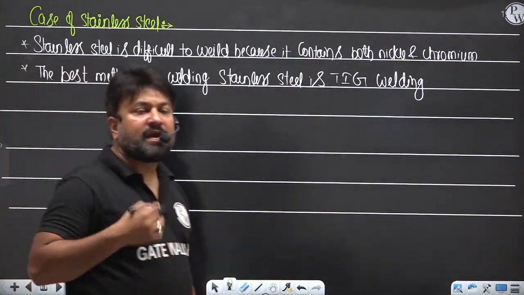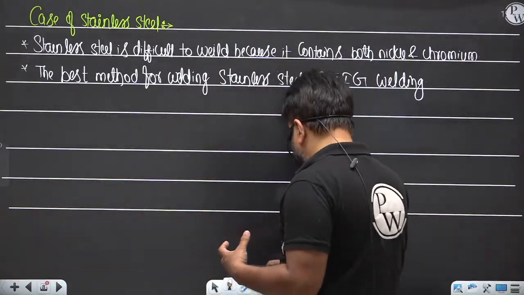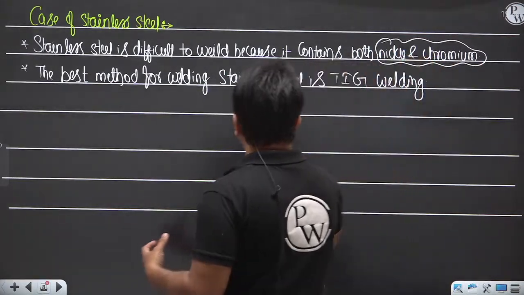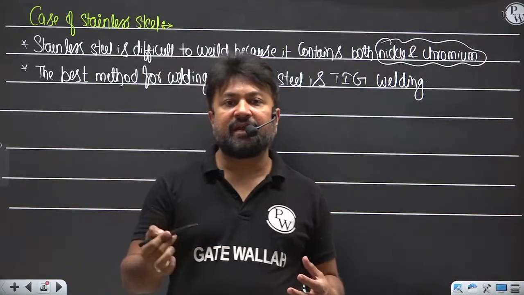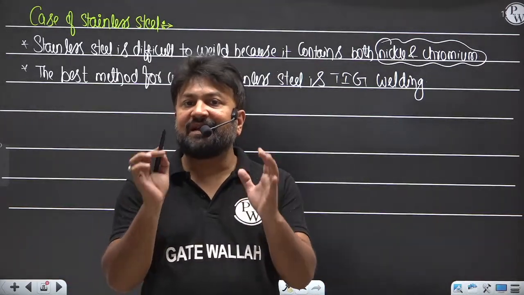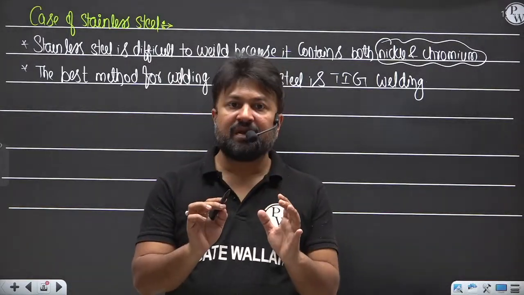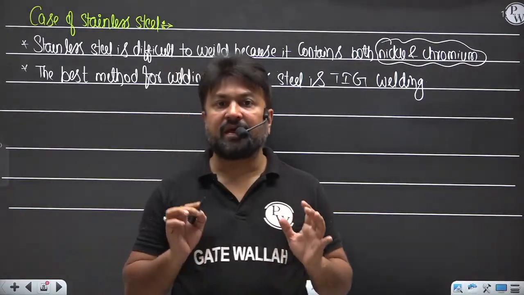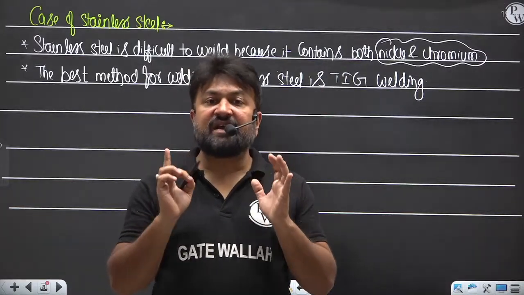Now, how can you avoid the removal of nickel and chromium? My dear, electric arc welding is also preferred for welding stainless steel. You should have a heavily coated welding rod, which produces a shielding arc.